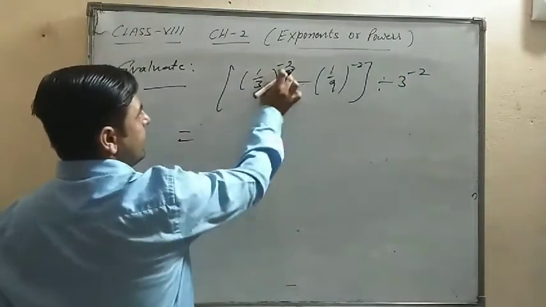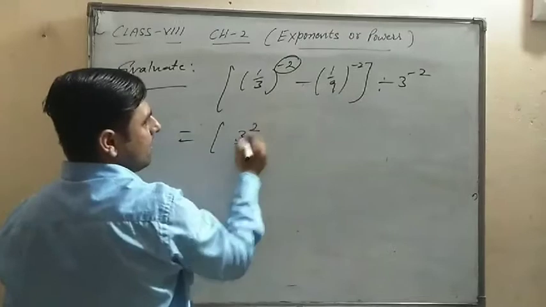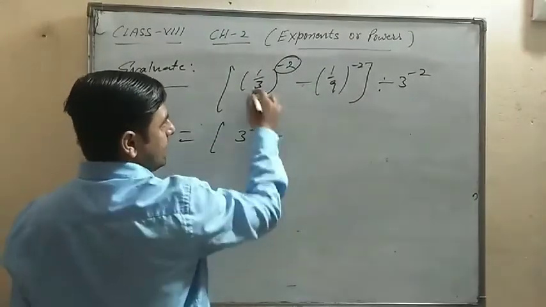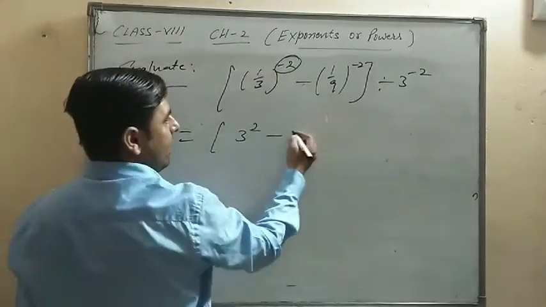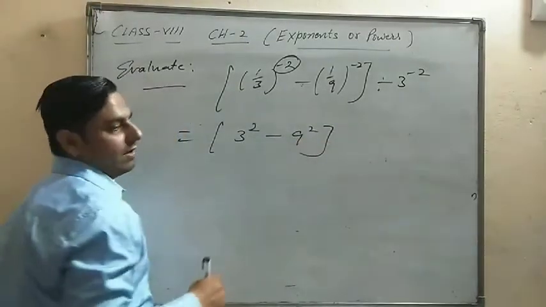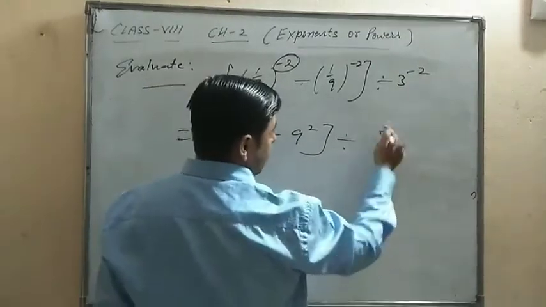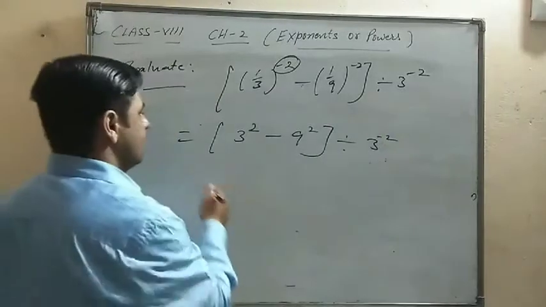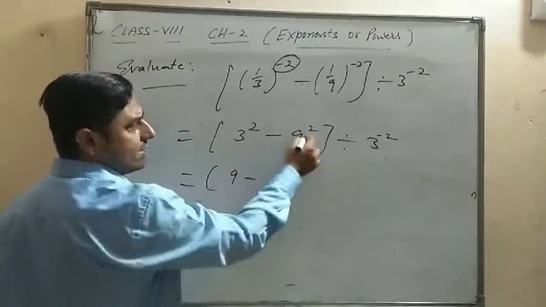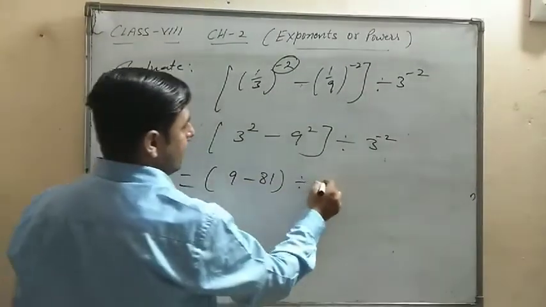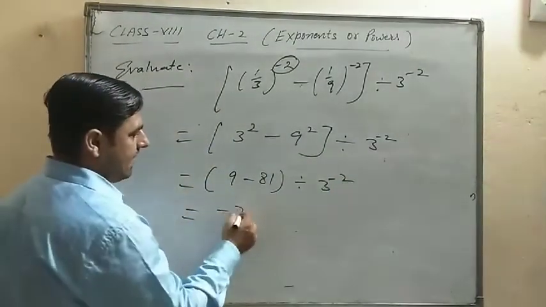So firstly we will make these powers positive. How? It is the reciprocal of this number. 3 is the reciprocal of 1 by 3 and 9 is the reciprocal of 1 by 9. So divided by 3 raised to power minus 2. So in which you can check, its meaning is 9 and its meaning is 81, divided by 3 raised to power minus 2. So 9 minus 81, that means minus 72.